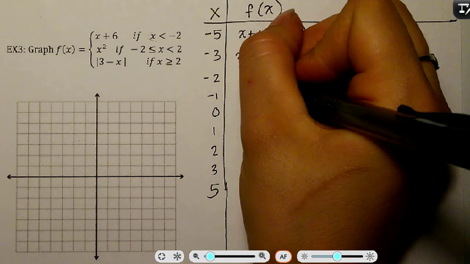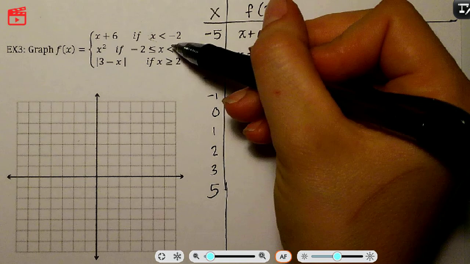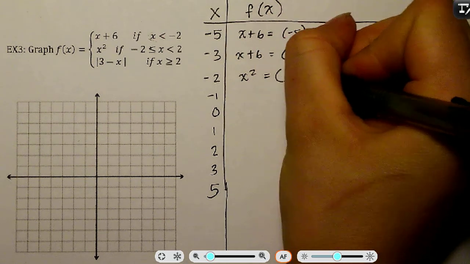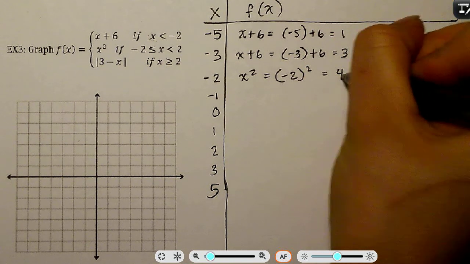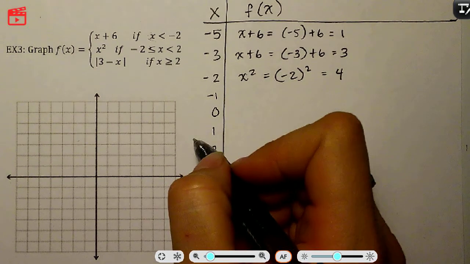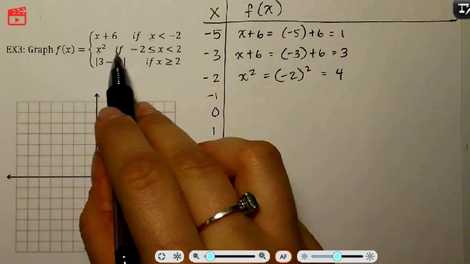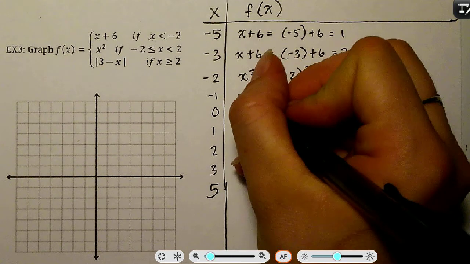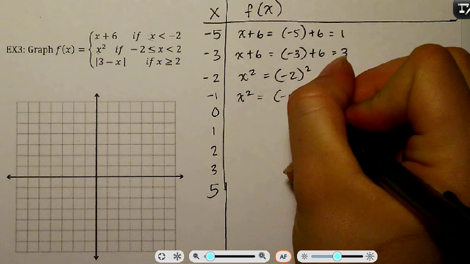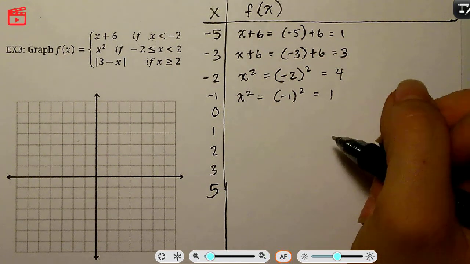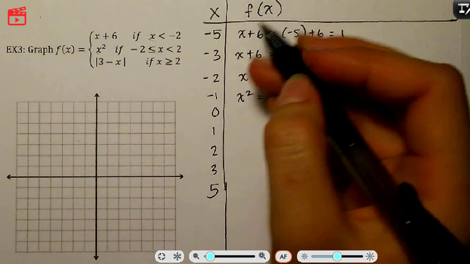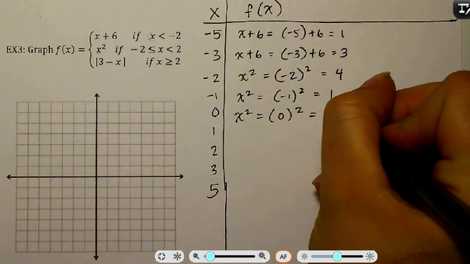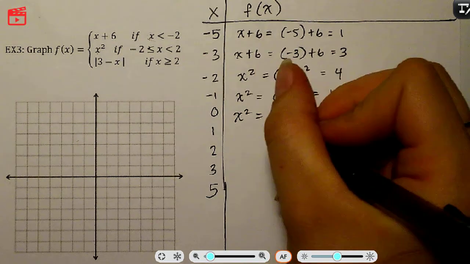And then the next one, -2. Ooh, that's not the linear. That's going to be part of the quadratic. So we're going to use x squared, which is going to equal -2 squared, which is 4. And -1. -1 will fall into the quadratic category. It's between -2 and 2. So using x squared, it's going to be -1 squared, which is going to equal 1. 0 also falls in the quadratic category. 1 falls into the quadratic again.